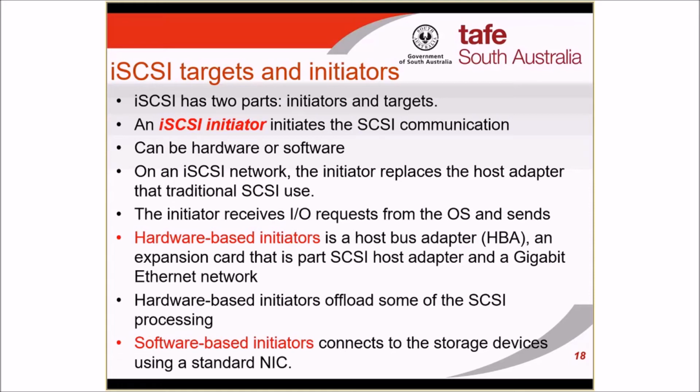On an iSCSI network, the initiator replaces the host adapter of its traditional SCSI use. The initiator receives requests from the operating system and sends them to the target. A hardware initiator is a host bus adapter, or HBA. It is an expansion card that combines a SCSI host adapter and a gigabit Ethernet network adapter. The hardware-based ones are obviously better, but they cost you money because you need specialized cards. Whereas if you use software, it just uses your normal cards.